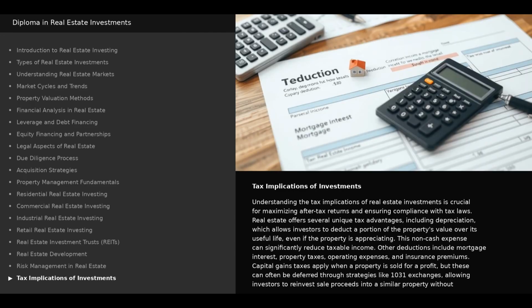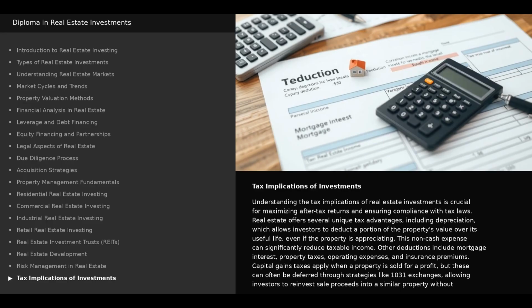Tax implications of investments. Understanding the tax implications of real estate investments is crucial for maximizing after-tax returns and ensuring compliance with tax laws. Real estate offers several unique tax advantages, including depreciation, which allows investors to deduct a portion of the property's value over its useful life, even if the property is appreciating. This non-cash expense can significantly reduce taxable income.